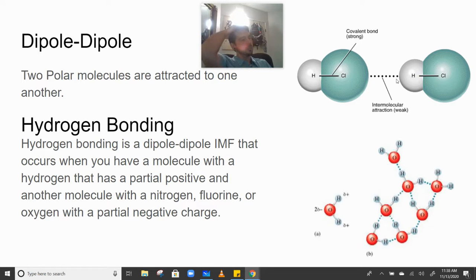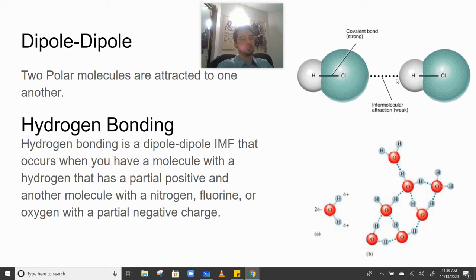Okay, and when we talk about most of these things, we're only going to be talking about intermolecular forces between like molecules, so looking at boiling point, freezing point, all that good stuff. That's kind of the important part of this.